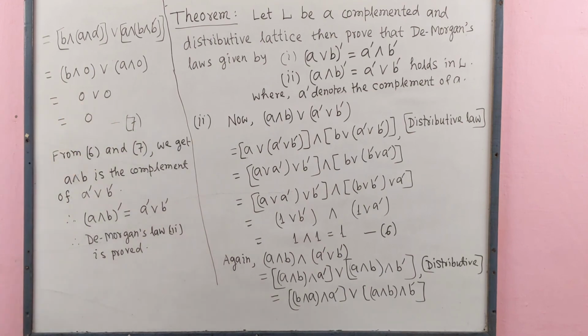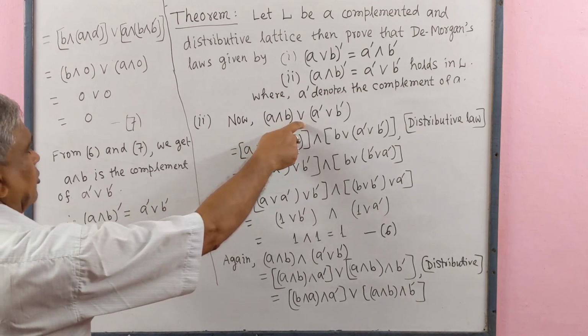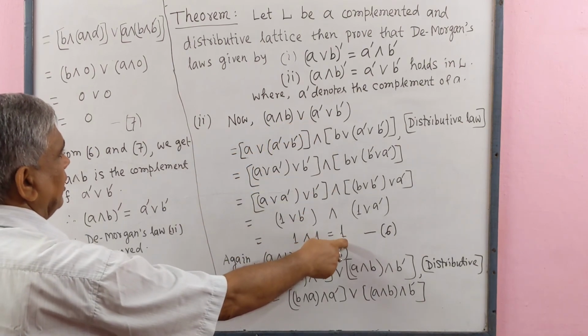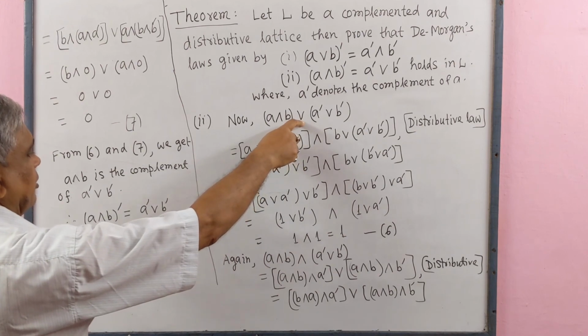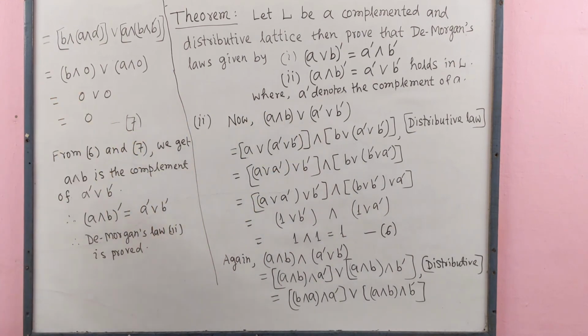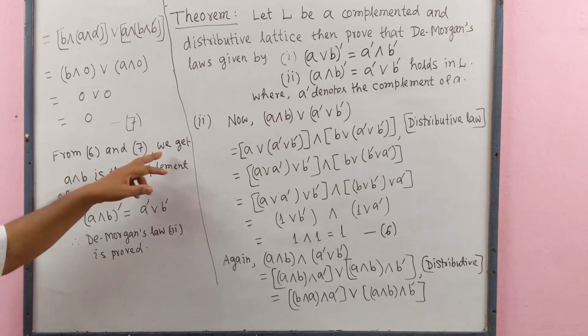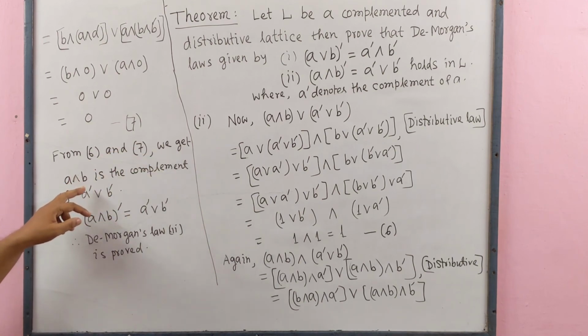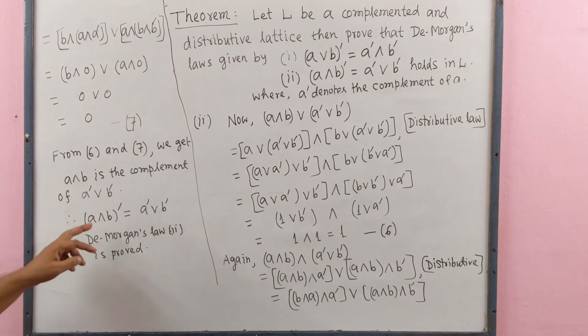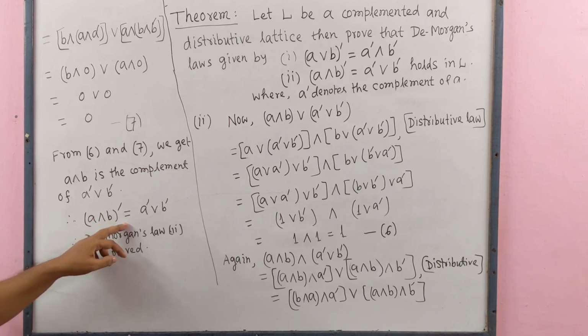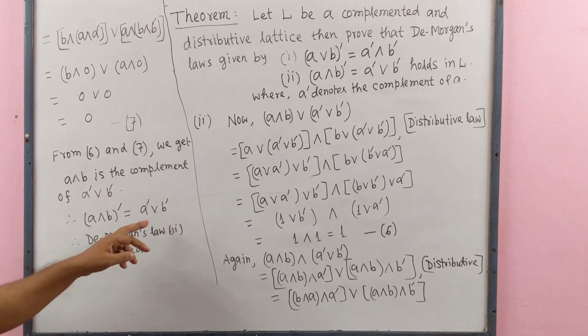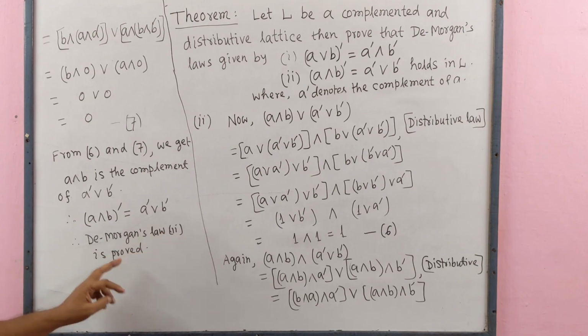So in case of join we get 1 and in case of meet we get 0. That is, from 6 and 7 we get that A meet B is the complement of A prime join B prime. Therefore (A meet B) whole prime equals A prime join B prime. Therefore De Morgan's second law is proved.